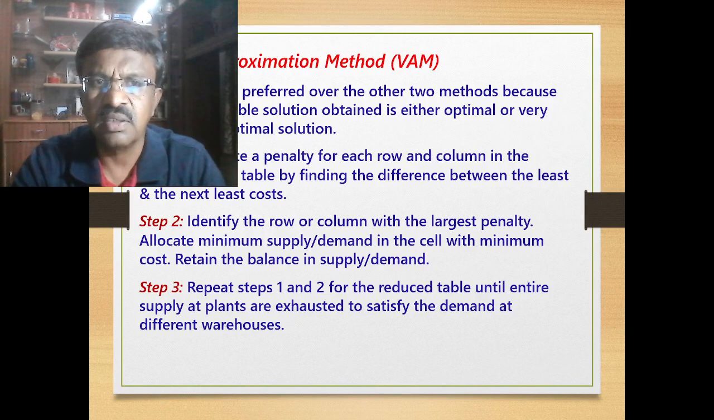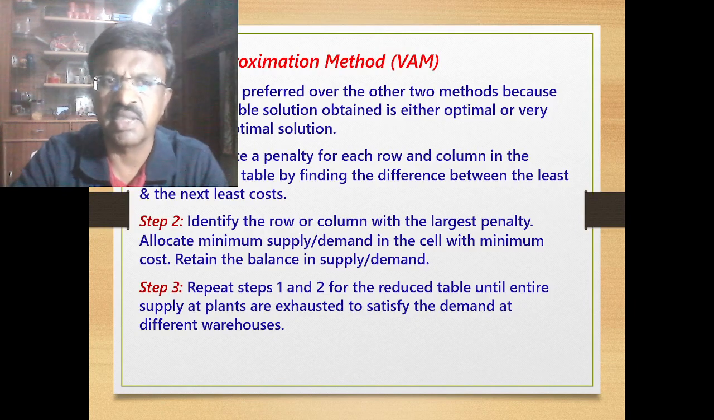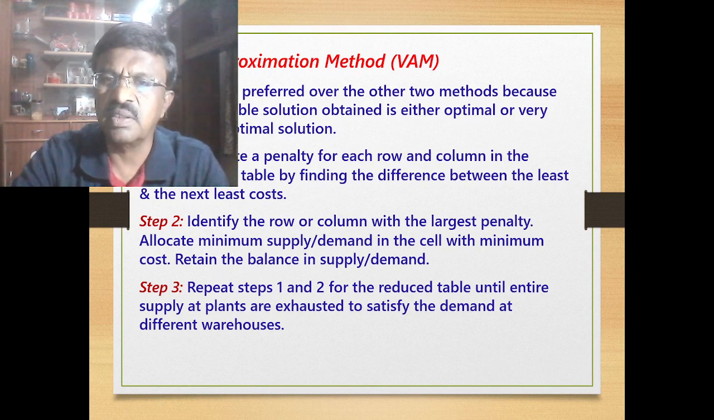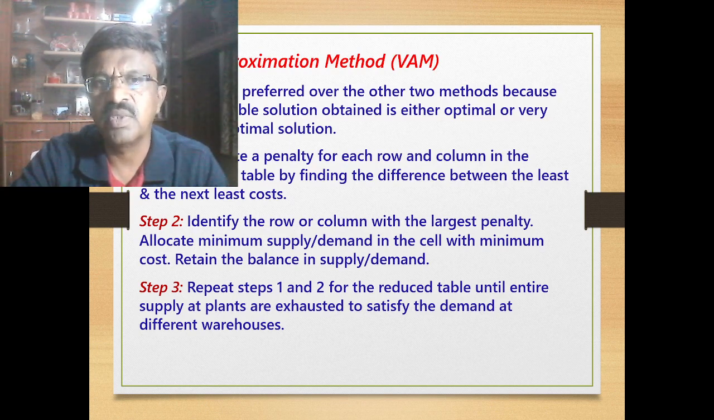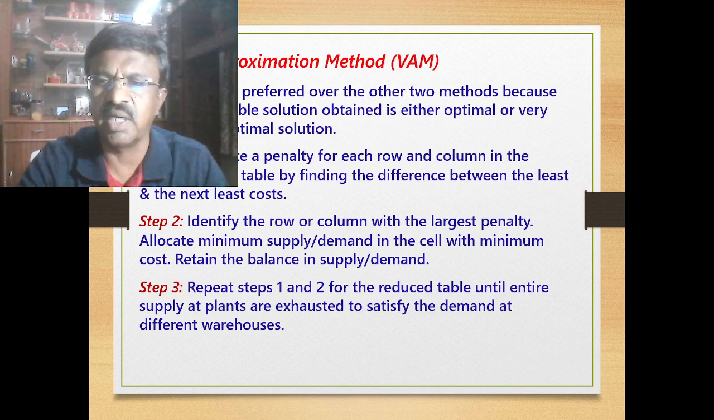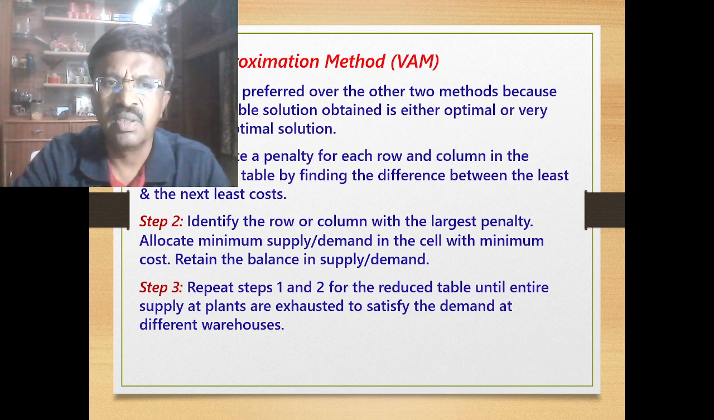We shall see here Vogel's approximation method. This method is usually preferred over NWCR or LCM because the initial feasible solution obtained by Vogel method is either itself optimal or it is very close to the optimal solution. So normally one would go with Vogel method instead of northwest corner rule or least cost method unless otherwise given.